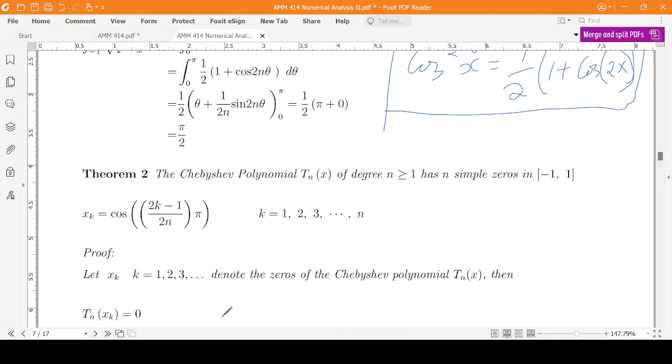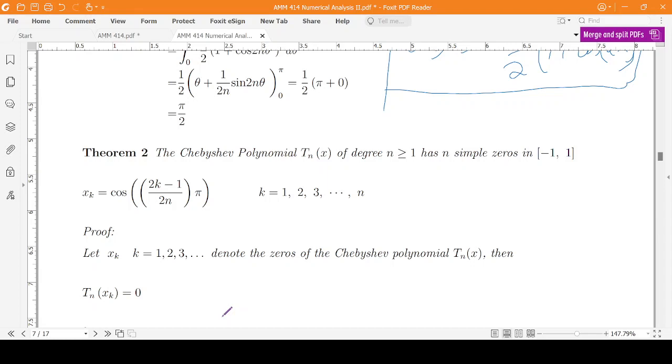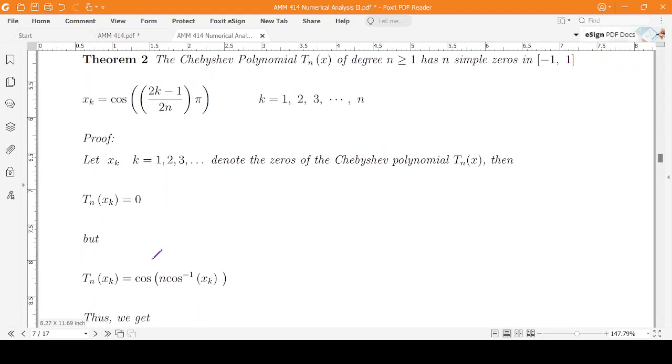Now we have theorem 2, that the Chebyshev polynomial Tn of x, which is of degree n greater than or equal to 1, has simple zeros in the interval minus 1 to 1, and these zeros are of the form xk equals cosine of (2k minus 1) over 2n pi. Here k will take the values 1, 2, 3 up to n.